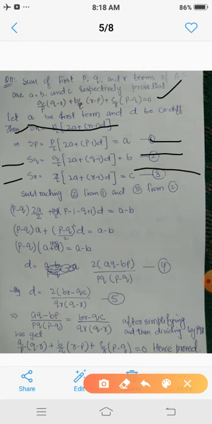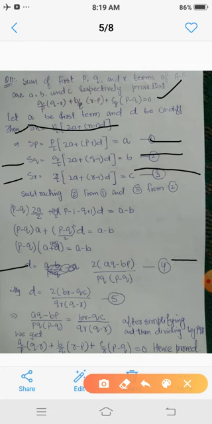Now subtract the second from the first, and the third from the second. By subtracting the second from the first, we get (p - q) 2a/2 + (p - q)/2 [(p - 1) - (q - 1)]d = A - B. After simplifying this, we get (p - q)[a + (p - q)/2 d] = A - B. By cross multiplication and simplifying, we get d = 2(Aq - Bp)/(pq(p - q)).